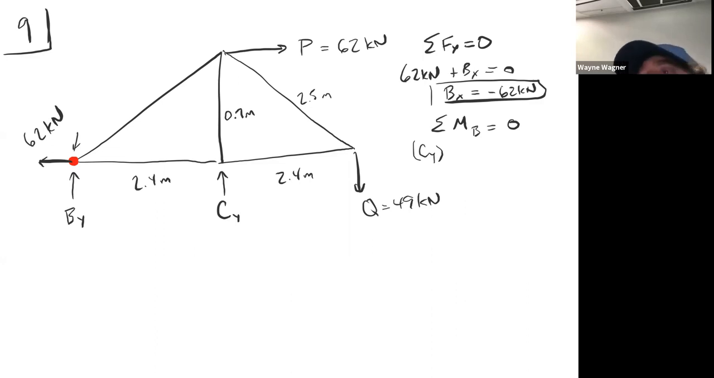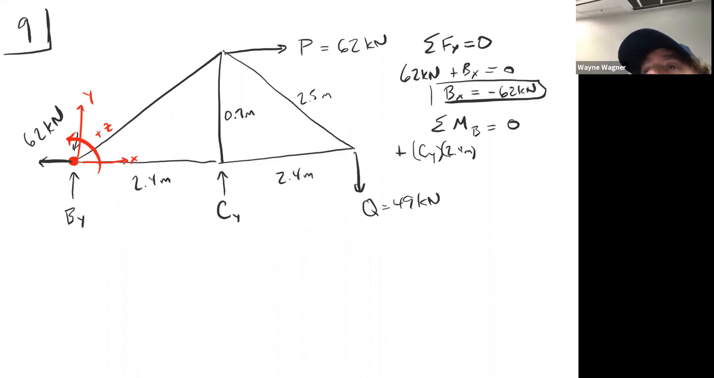But CY times 2.4 meters, and that's causing things to spin. Let's see here. So again, fingers X, palm Y, positive Z. One nice thing about trusses is they're always in 2D. Obviously you can work a 3D truss, and 3D trusses exist in the real world, but they never show up in statics class. So that's positive Z. CY is causing things to spin in that direction, so that's a positive number.